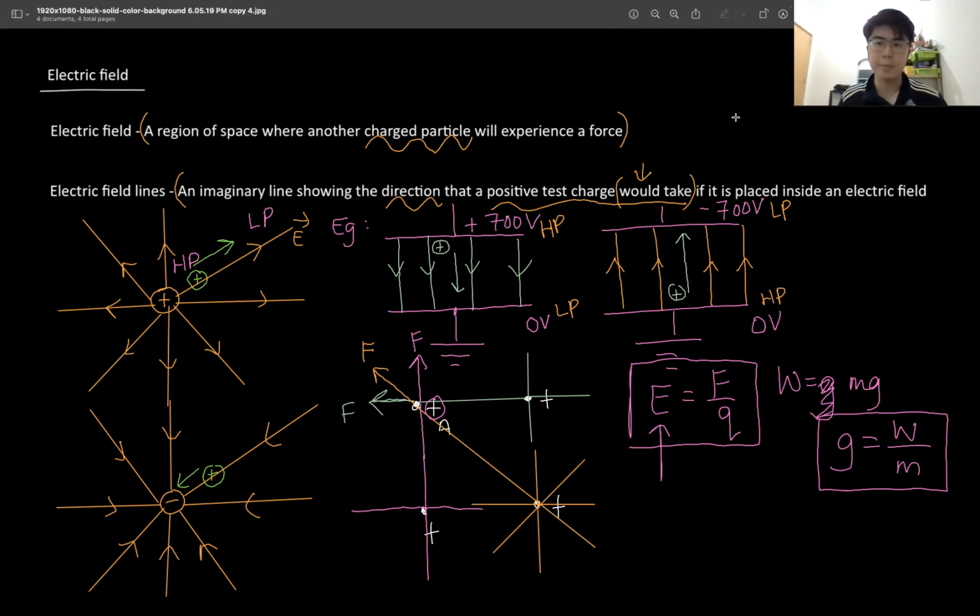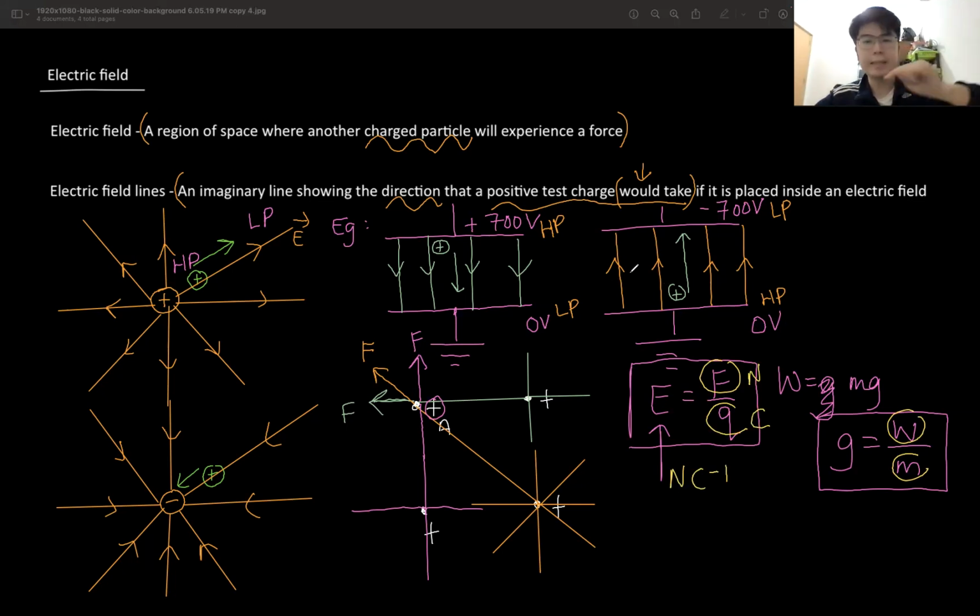Okay, just now got cut off a bit. I will repeat. E intensity is force per unit coulomb, same as the gravitational field strength. So how much force per unit mass and how much force per unit coulomb? Okay, what is the unit for this? Newton per coulomb. That is the first formula for electric field intensity.